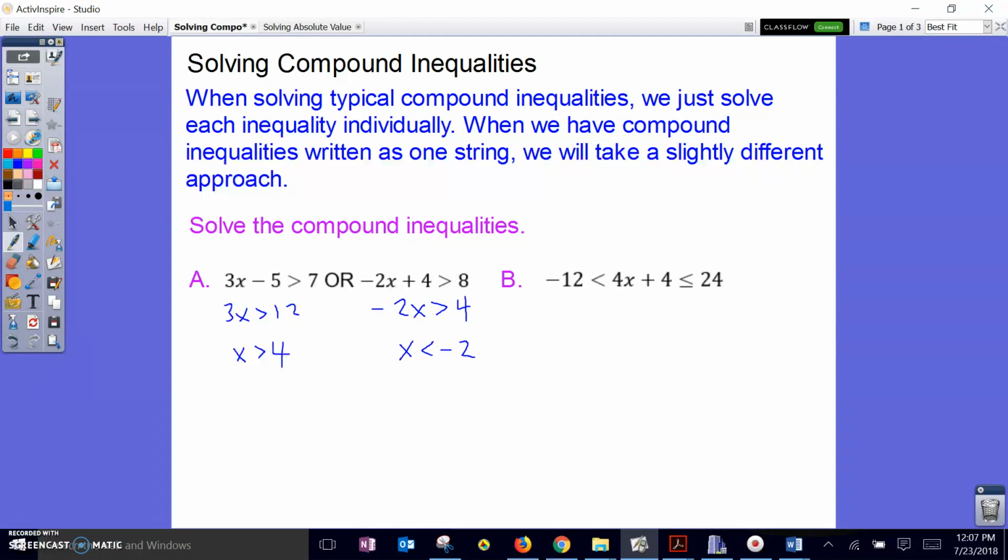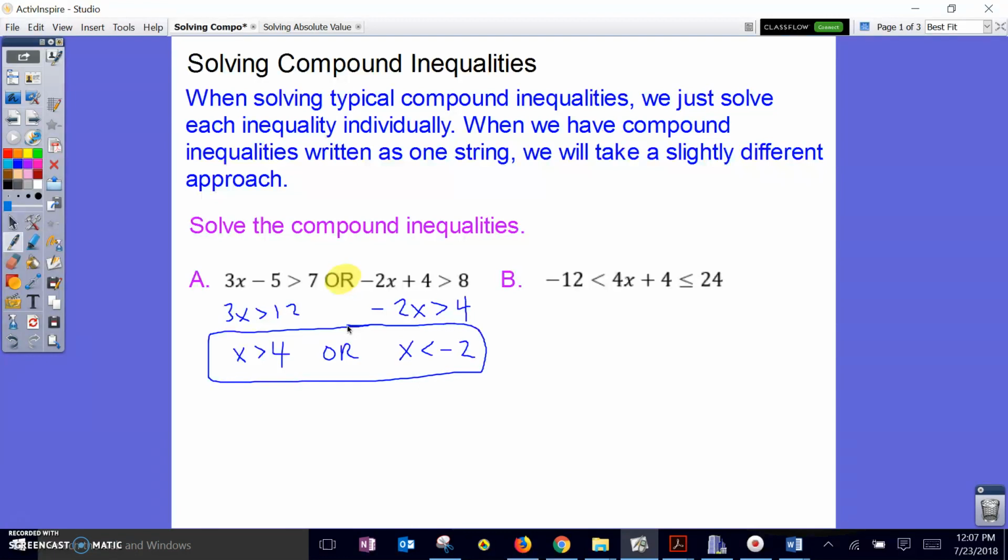And now I'm going to join these, since we started out here with an or statement. The two solutions that I get are going to be joined by an or. And these are the solutions to this compound inequality. X is greater than 4 or x is less than -2.